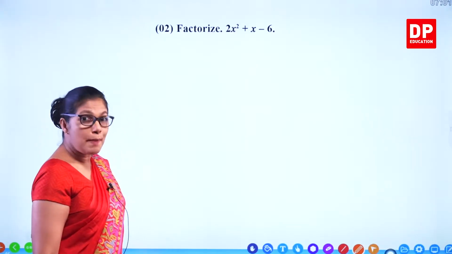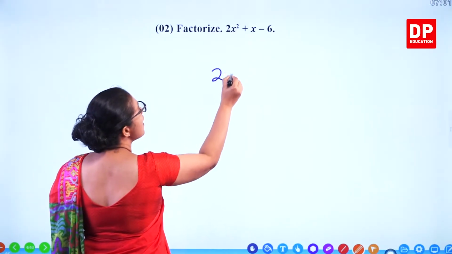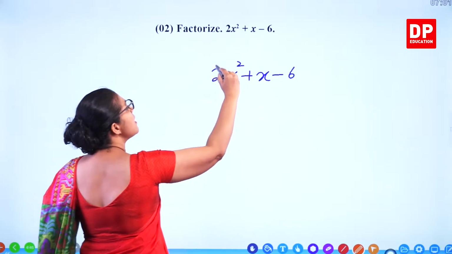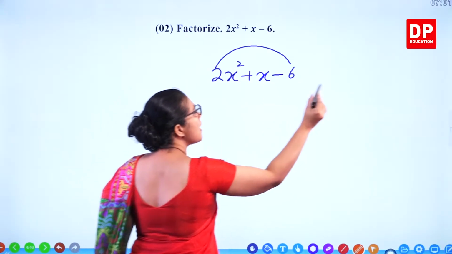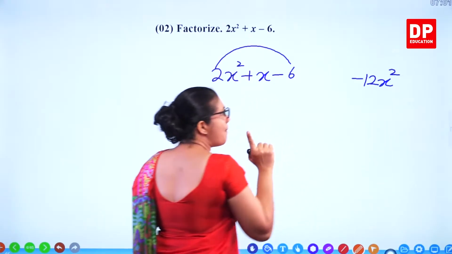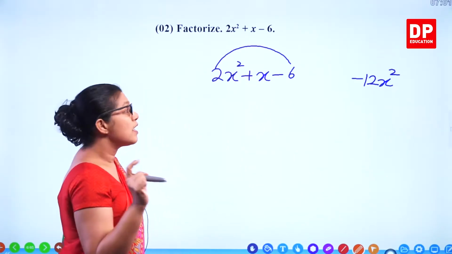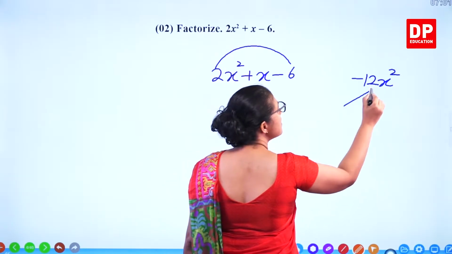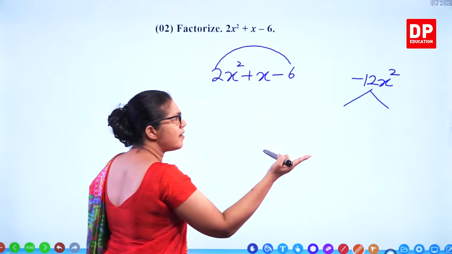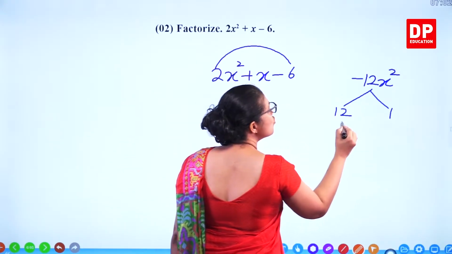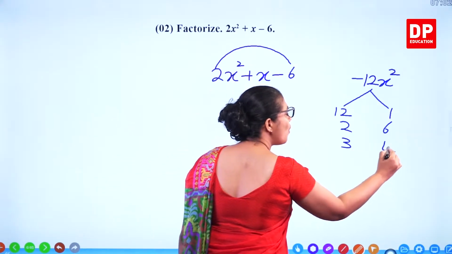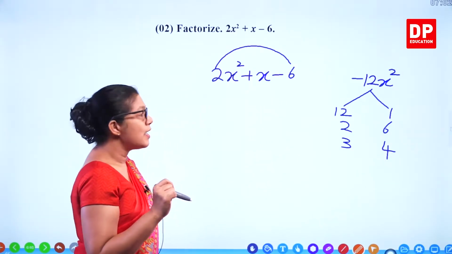Factorize. Factorize means making brackets. How do you factorize 2x squared plus x minus 6? We multiply these two numbers, 2 times minus 6, minus 12, and you get x squared. Minus is the sign, so that means you have to take the difference. What are the factors to get plus 1 there? 12 times 1, it's not possible. 2 times 6, no, it's not possible. 3 times 4, when you take the difference, it works.